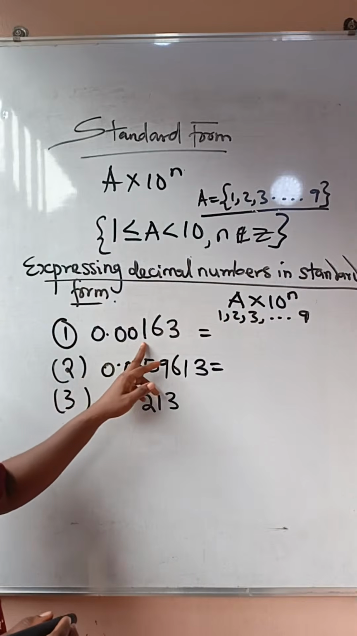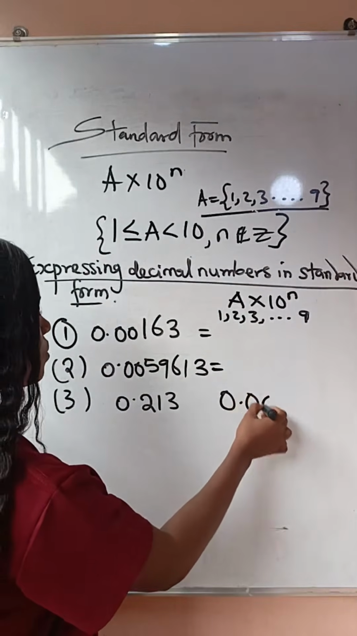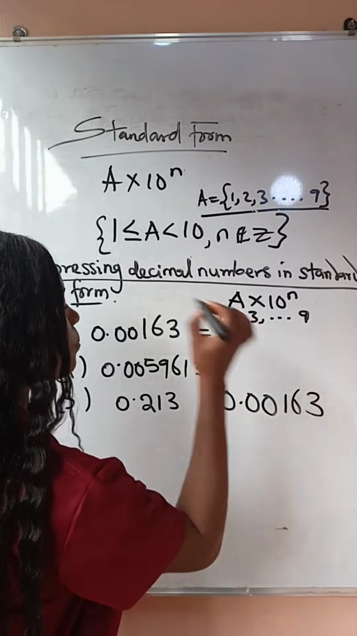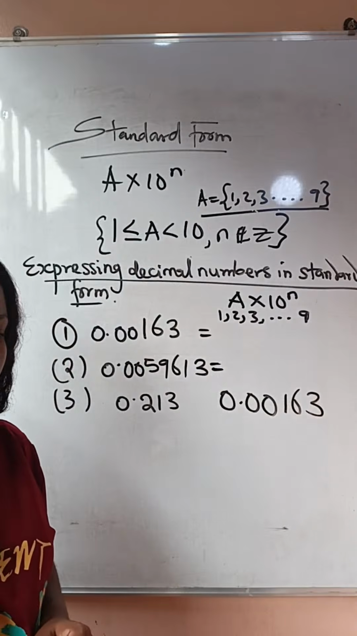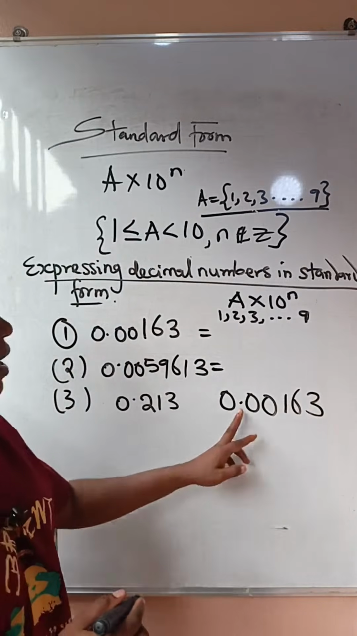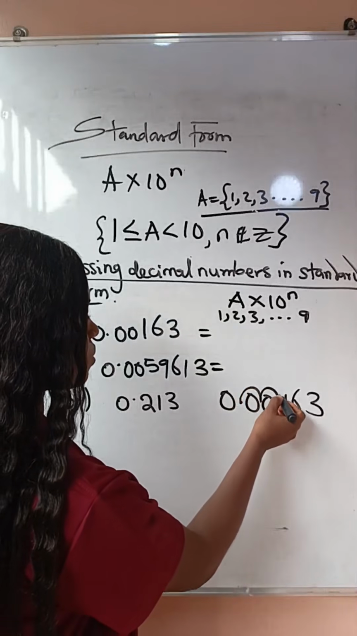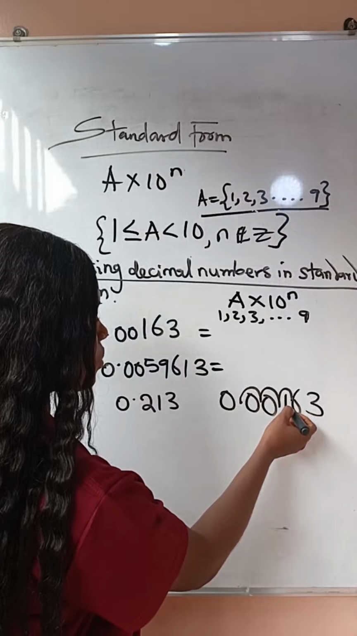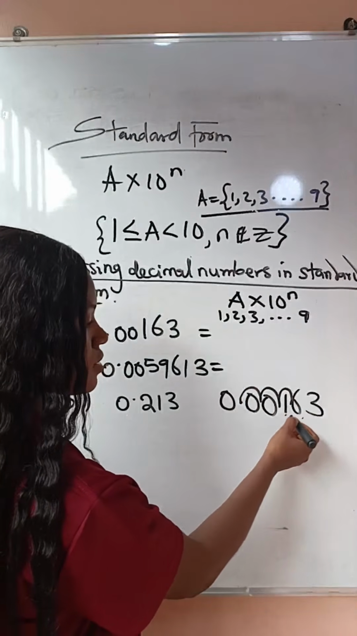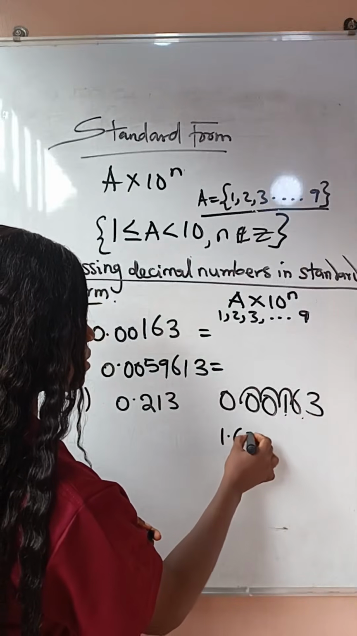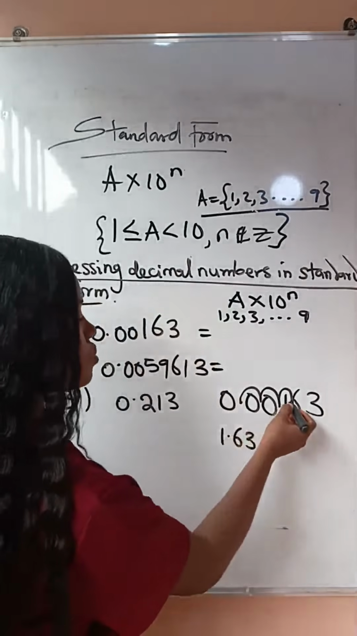So if I look at this number, you can see that we have 0.00163. So I need to get my a. To get my a, I need to shift this decimal point. 1, 2, 3. Now, why do I stop here? If I stop here, that means I have 1 point. My decimal point is now between 1 and 6. So I'll have 1.63. Now, why did I stop there? Why didn't I move forward to this place?